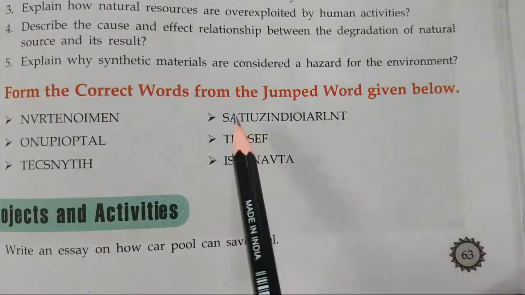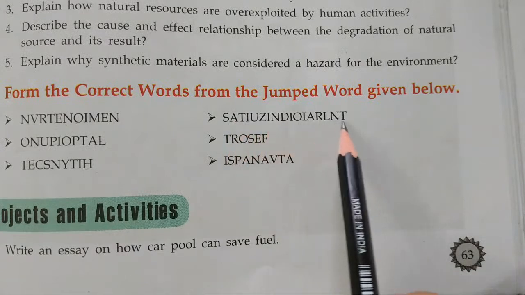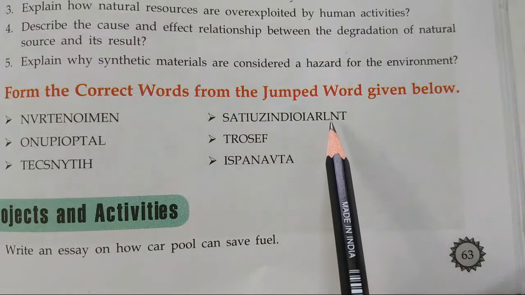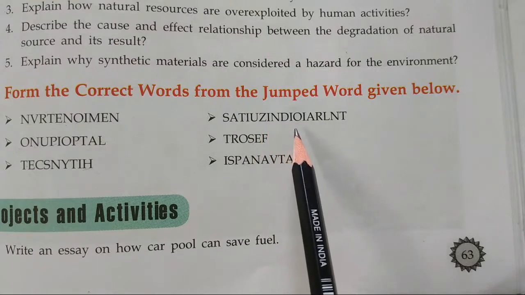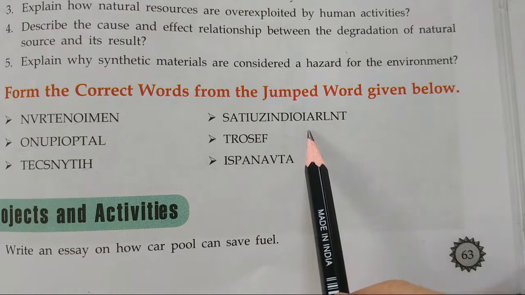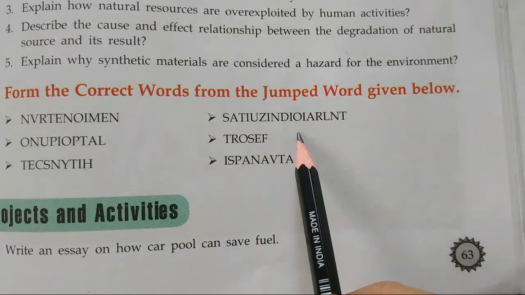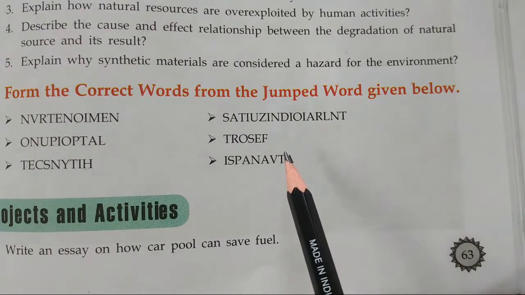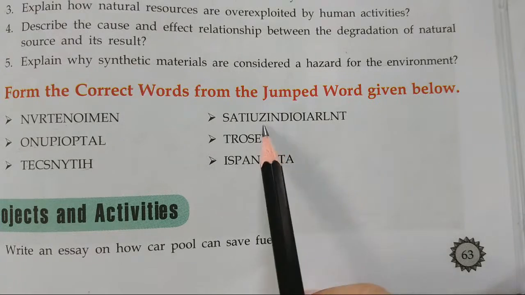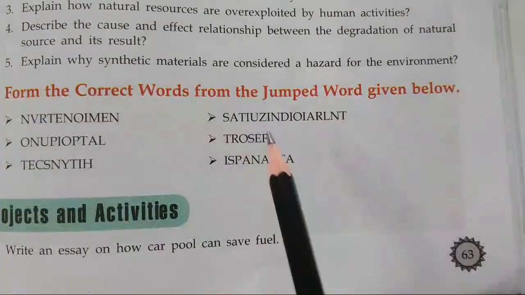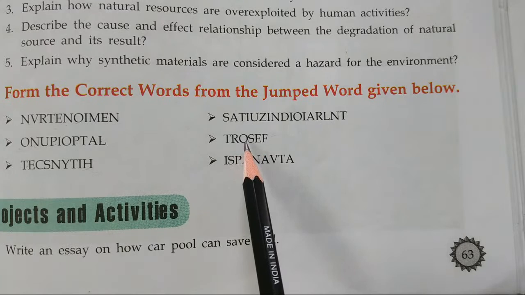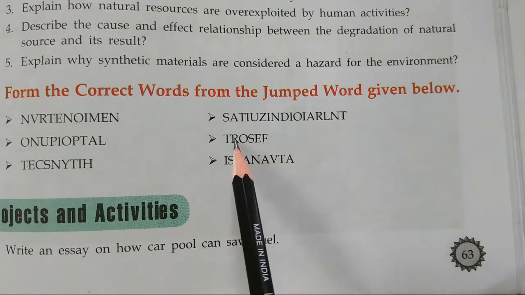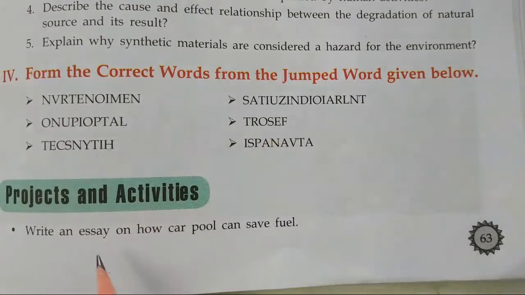Then next one is, this is a long word, it is industrialization. INDUSTRIA, industrialization, Z is there, ZATION. So write the correct spelling. Then this is TRO, forest. So this is FOREST, forest.